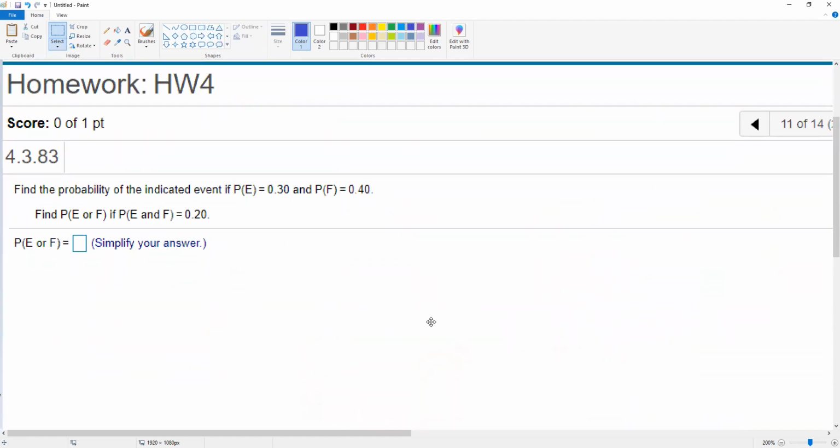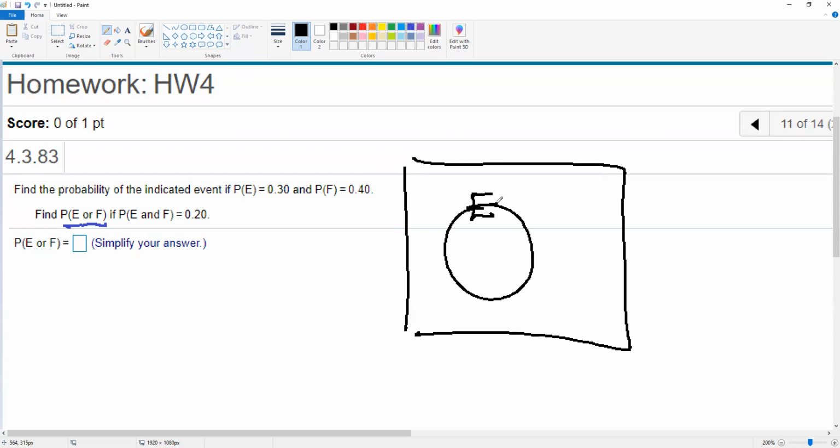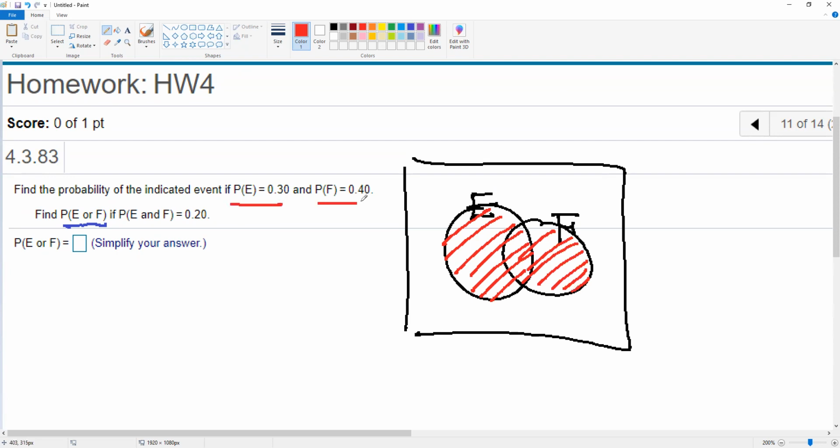Here's number 11. Yeah, it's the same thing. We need the probability of E or F, but it doesn't say they are mutually exclusive. So generally, I have to make the Venn diagram. Here is E, and there is F. And now we need the probability of E or F. Right? Simply, I just add the two probabilities.